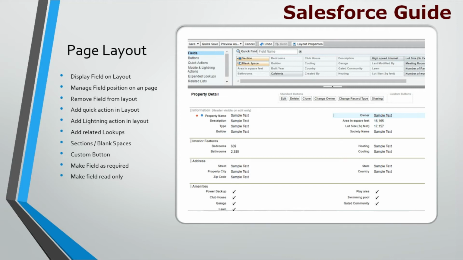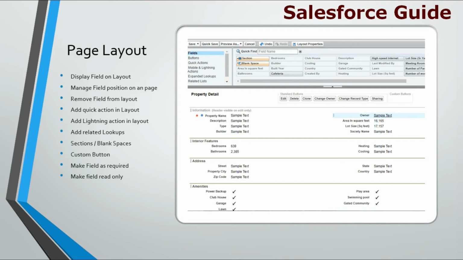If you can see here, on this page itself we have multiple fields placed, like property name, description, type, builder, owner, area. So this is how the fields look on the actual UI. If you want to configure or rearrange the fields, you can edit this particular page layout and specify the fields in whichever order you want.